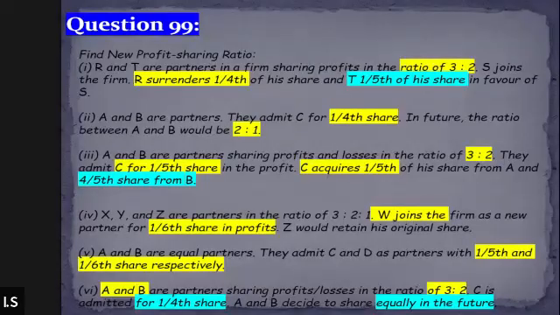X, Y, and Z are partners in the ratio of 3:2:1. W joins the firm as a new partner for 1/6 share in the profit. Z would retain his original share. All right, try this question, both of you.